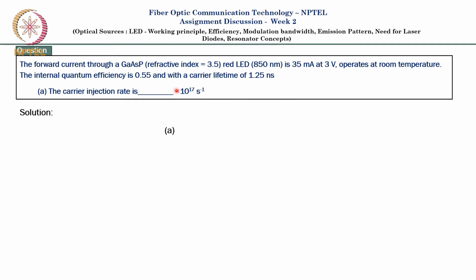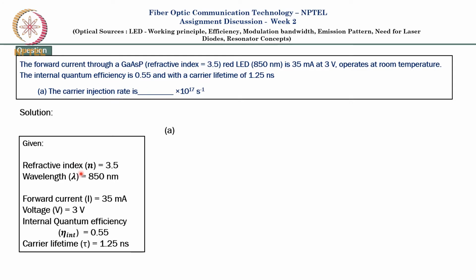So let us first start with writing down the given parameters. The refractive index is given as 3.5. The wavelength is given as 850 nanometer. The forward current is given as 35 milliampere. The voltage is given as 3 volt. The internal quantum efficiency is given as 0.55, and the carrier lifetime is 1.25 nanoseconds.